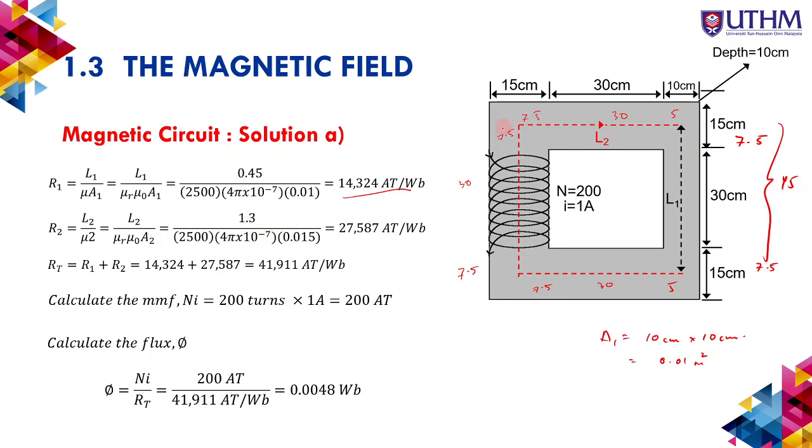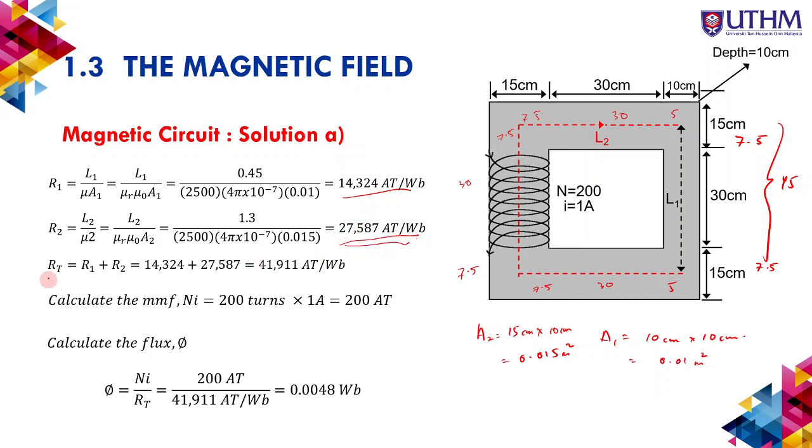Okay, so the area over here, the area is the same, 15. So this is its width, lebar dia 15, and then kedalaman dia punya depth 10. So A2 is equal to 15 cm times 10 cm. Okay, it will become 0.015 meter square. So then you get the R2.